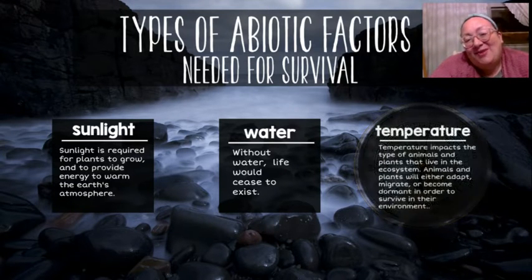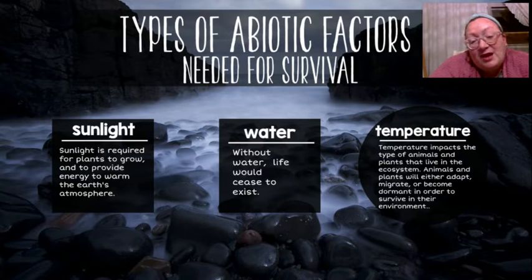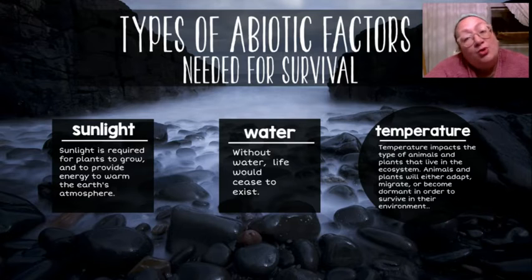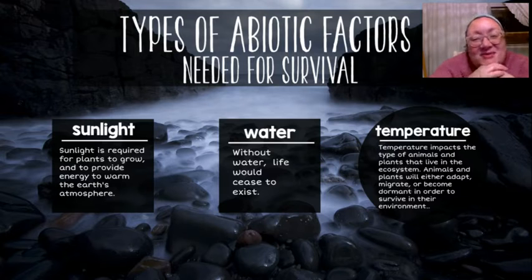And then the last abiotic factor that we're going to talk about today is temperature. Temperature can make a huge impact on an ecosystem and the animals and plants that live there. Animals and plants can either adapt, migrate, or become dormant in order to survive in their environment. So I like to use the example of, let's say I'm cold in my dining room. If I'm too chilly, I can adapt by putting on a sweater. I can migrate or move and go to a different room, or I could go outside. And lastly, become dormant. I could go take a nap and conserve my energy.